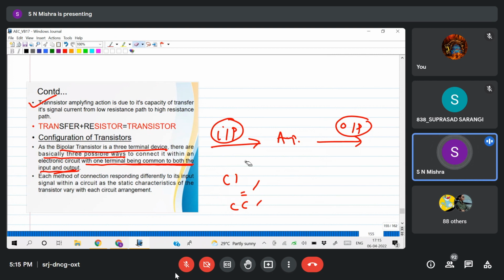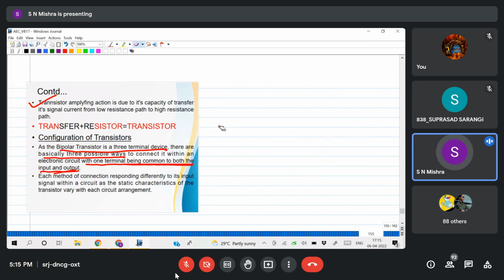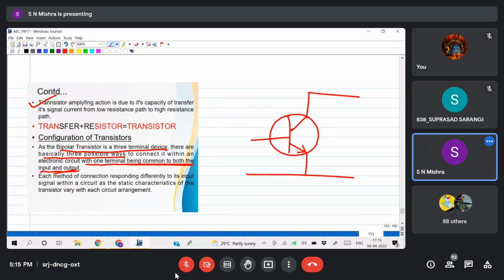Let us try to understand this one. Suppose I take a transistor like this. Yesterday also I drew it like that. This is a PNP transistor, and I'm not connecting any voltage or resistance. I'm just showing input and output here. On this side I'm giving input, and here I'll take output. This is your emitter, this is your base, this is your collector. Input is given from which terminal to which terminal?